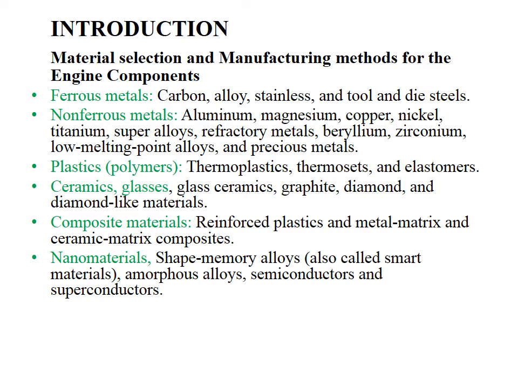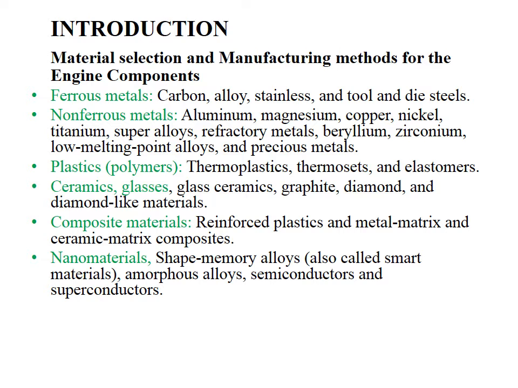So first is ferrous metals, which are basically made up of iron. All the different types of steels which we have, stainless steel, carbon alloy steel, all these steels come under the ferrous metals. And next is non-ferrous metals. So other than iron, all the different metals which you have will come under this category. So aluminium, magnesium, copper, nickel, refractory metals, all these are non-ferrous metals.